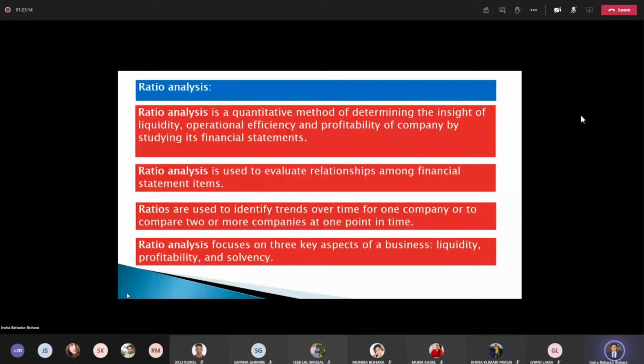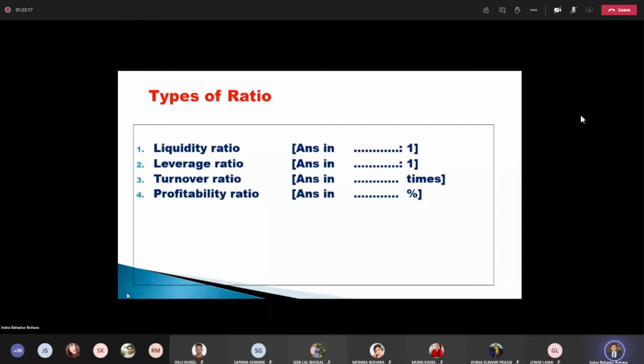Now, there are different types of ratios, and basically we focus on four types of ratio: liquidity ratio to measure the liquidity position. Liquidity ratio is calculated in the pure ratio form. And you must know, and you already studied in plus two and bachelor level, that ratio can be expressed in three forms. They are pure ratio form, is to 1. When we divide the numerator by denominator, then we get the index value, and that value is presented as is to 1 in the pure ratio form.